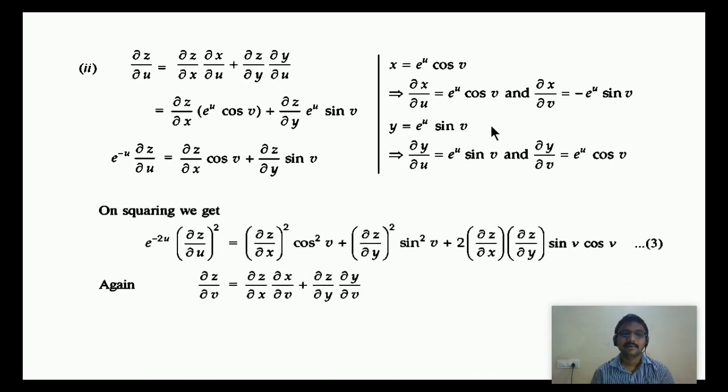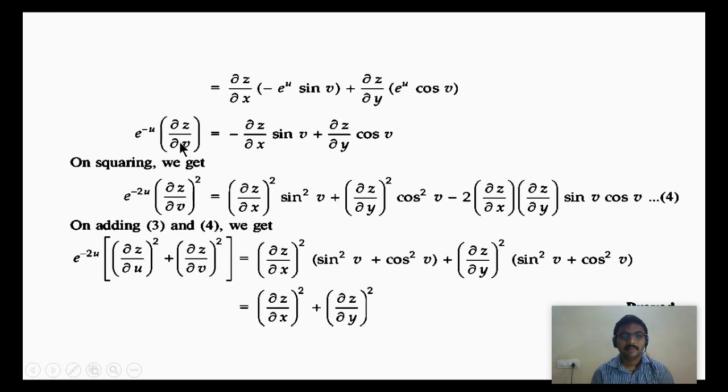Now on squaring, we get this, and the ∂z/∂v value is also obtained. So let it be equation 3. And this will be multiplied with e^(-u), so that we will have e^(-u) into ∂z/∂v. On squaring, we will get e^(-2u) (∂z/∂v)². So let it be equation number 4.